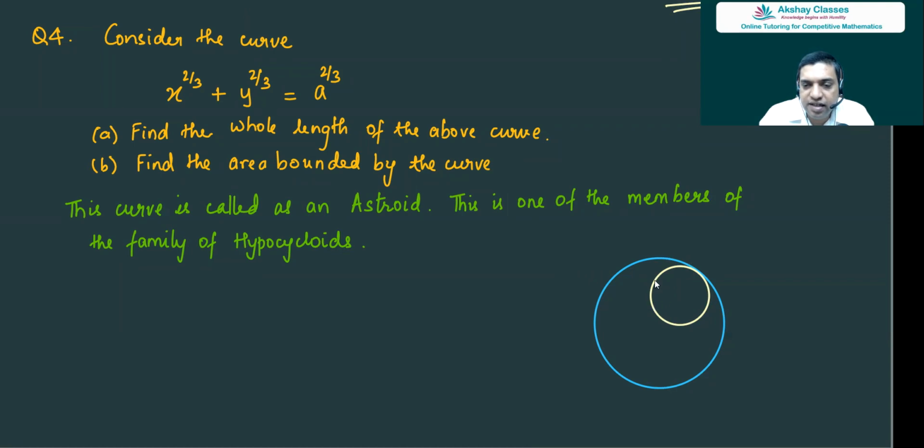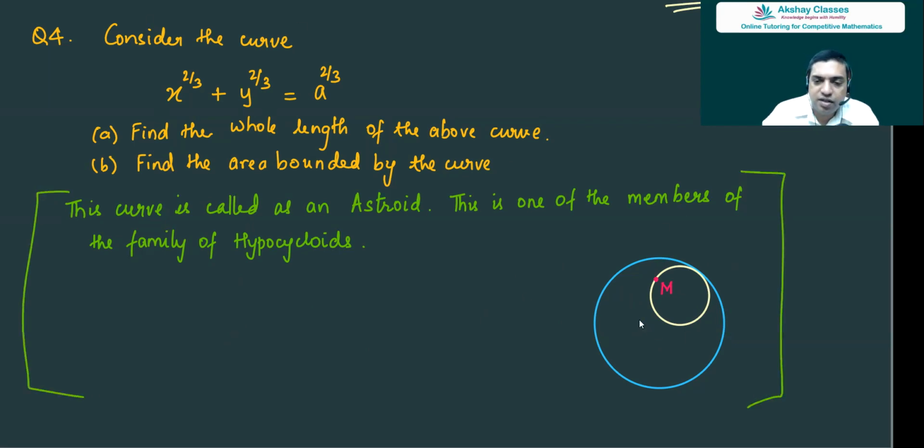And let there be one point M on this inner circle. When the circle rolls on the outer circle, you will get a curve that is formed. This is just a side point that I'm writing here for your reference. So hypocycloids, you can check later. When the circle rolls, the path traced by M is a hypocycloid.